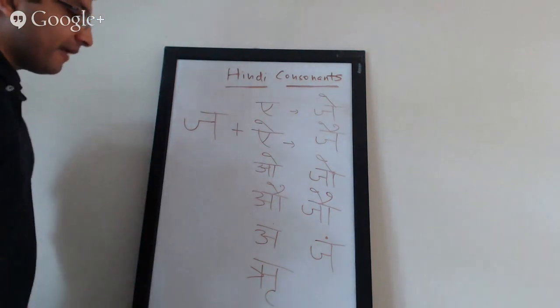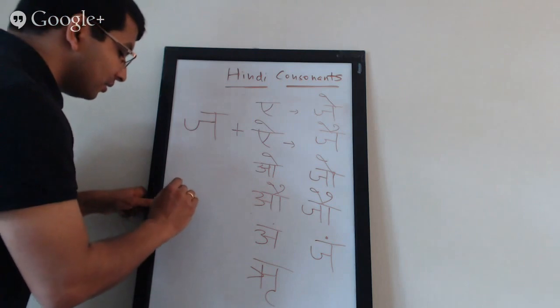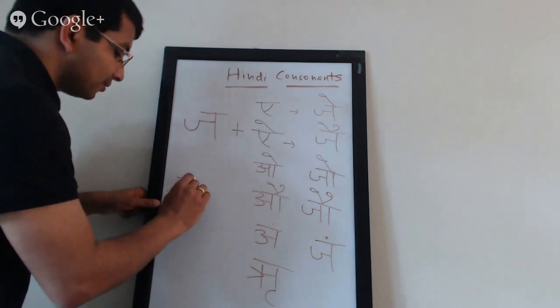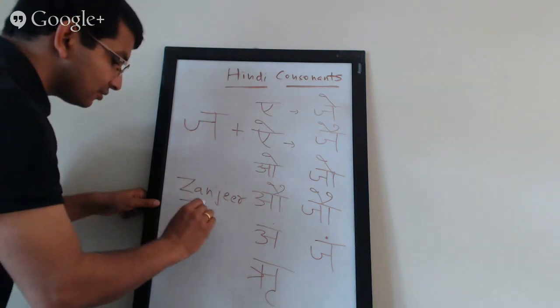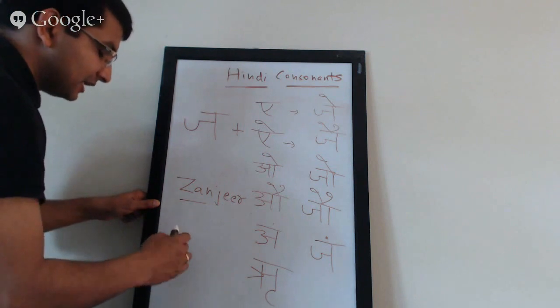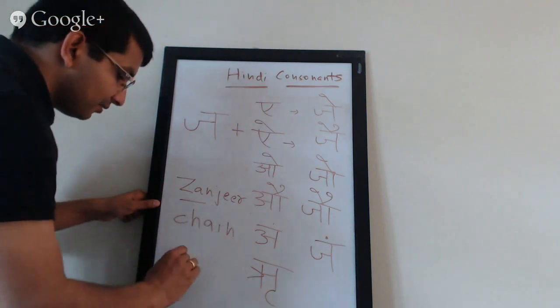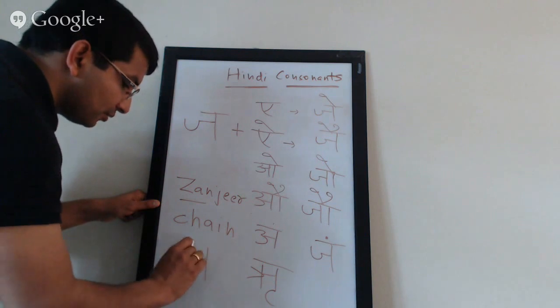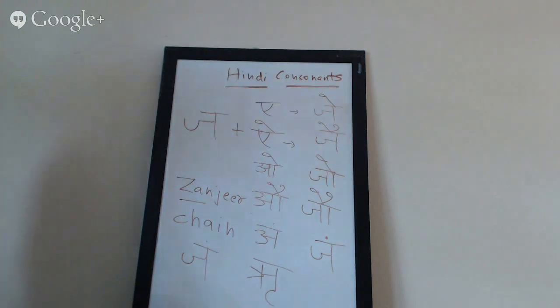And if you are a fan of Amir Khan movies, you must have heard of this movie called Janjeer. Janjeer also means shackles. I think that's the equivalent, or chain basically. Right? That's where also the nasalized sound J with a dot on top of it, Jan.